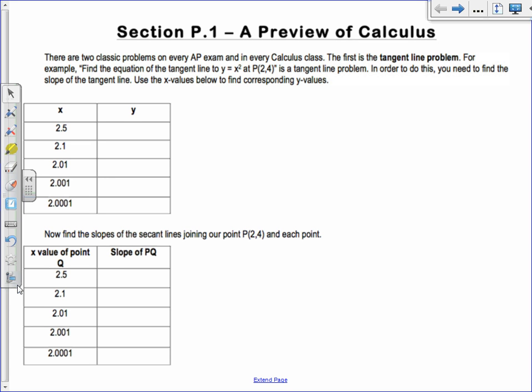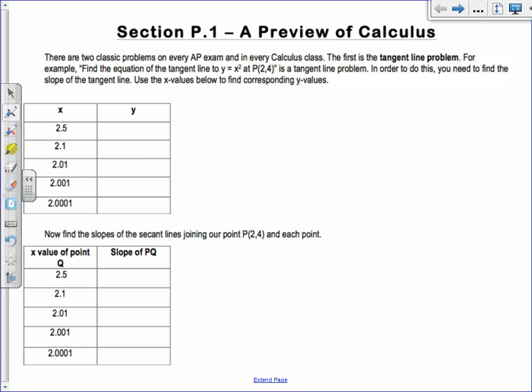We know how to find areas of things like triangles and circles, but what if it's the area under a parabola? Kind of strange. So we use calculus to solve those types of problems. The first tangent line problem we're going to do says, for example, find the equation of the tangent line to y equals x squared at the point (2, 4).